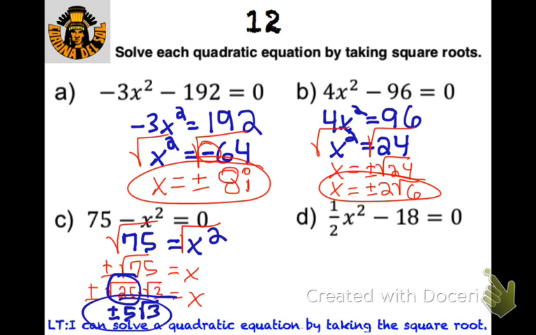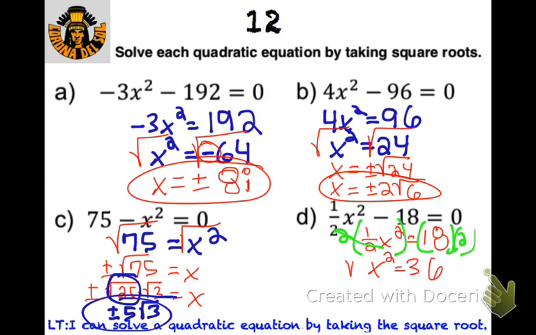Next one, we would add 18, and then to get rid of the 1/2, it's a good idea if you just multiply by 2, so that'll cancel out. That'll give us x squared equals 36, and then we can just take the square root, so x equals plus and minus positive 6. No imaginary unit needed there.